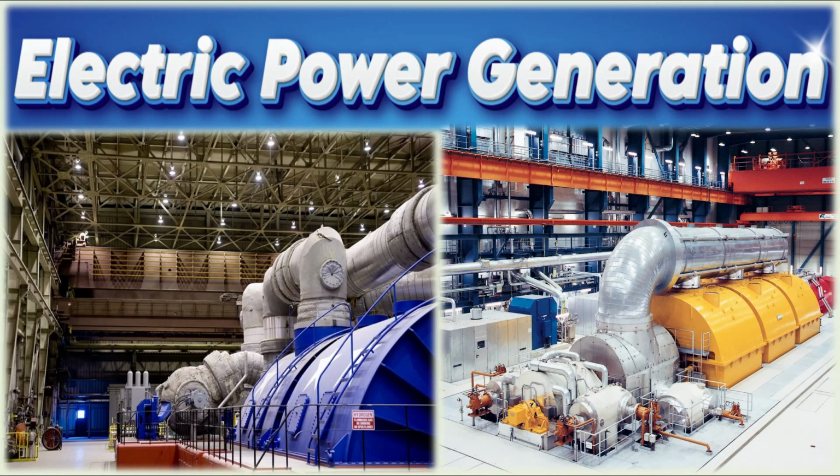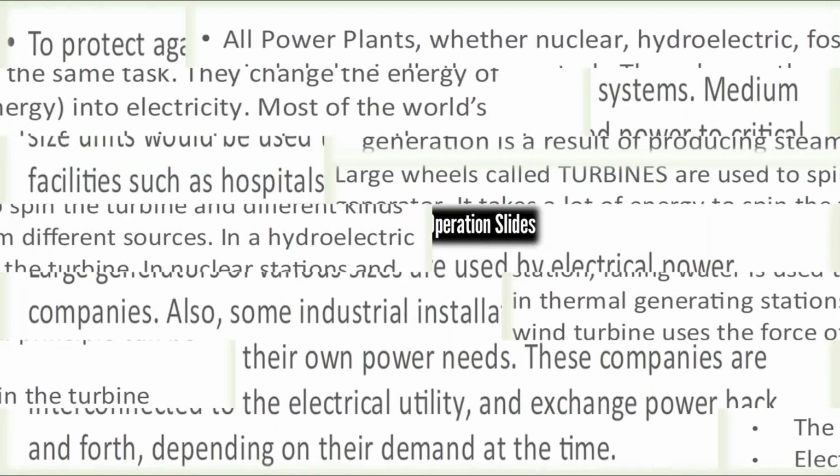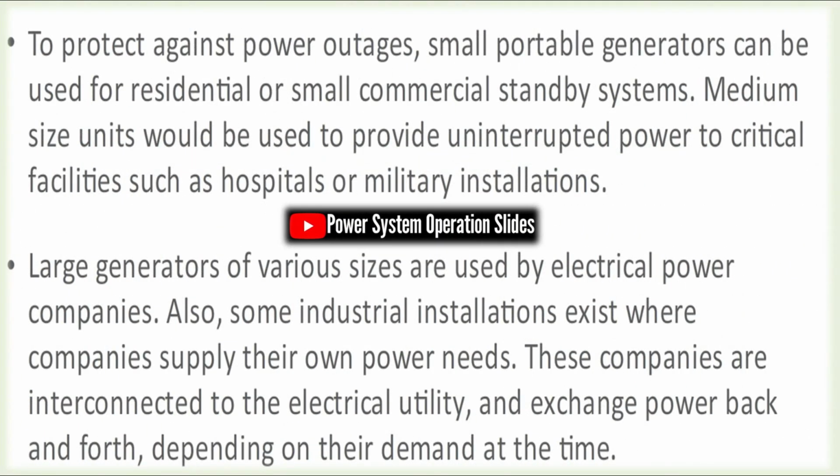Electric power generation is a foundational component of modern civilization. It involves converting various forms of energy into electrical energy through a process that utilizes power plants, generators, and numerous supporting systems. This video provides an in-depth exploration of electric power generation, including types of power plants, classifications by fuel and prime mover, and key generator components.